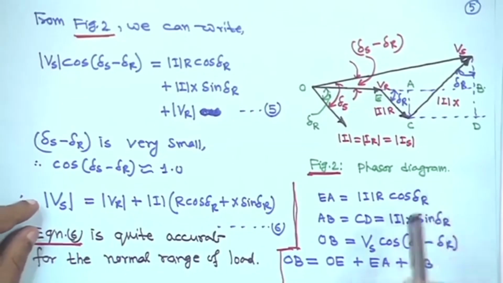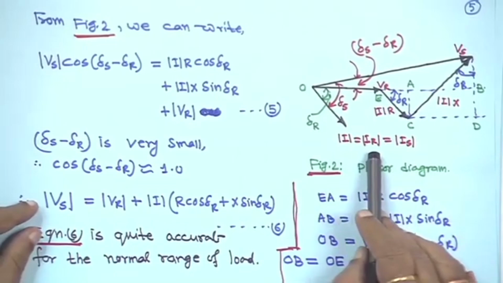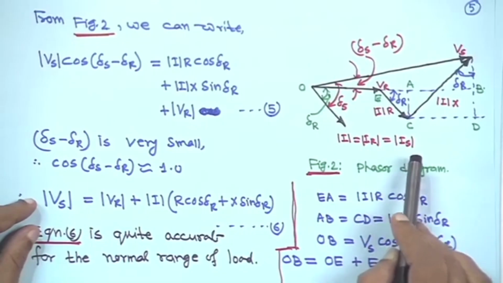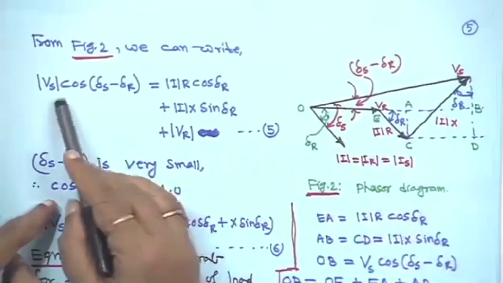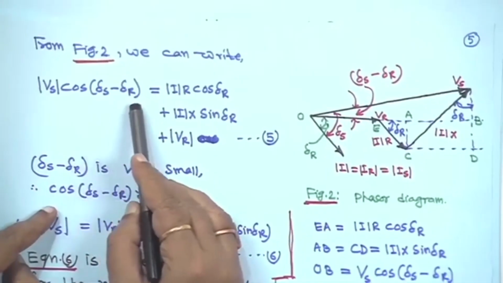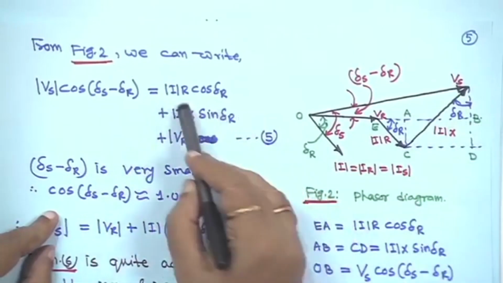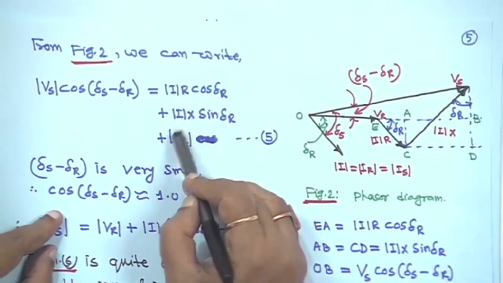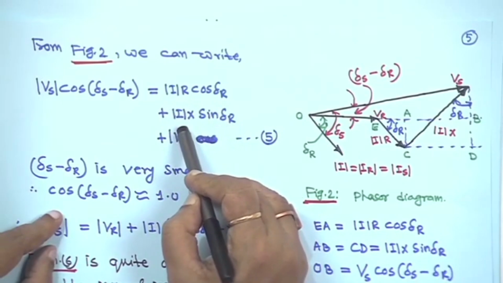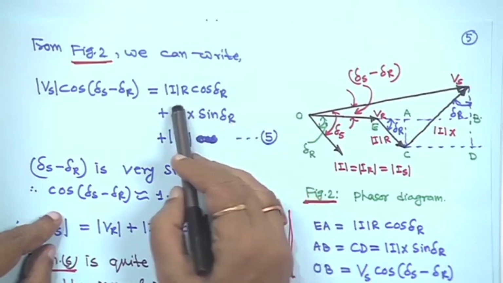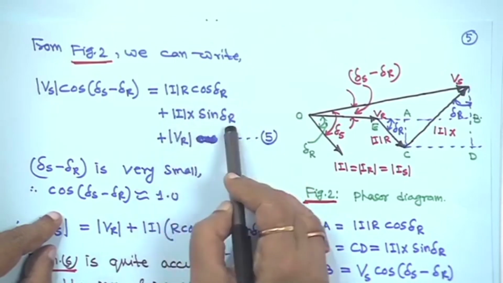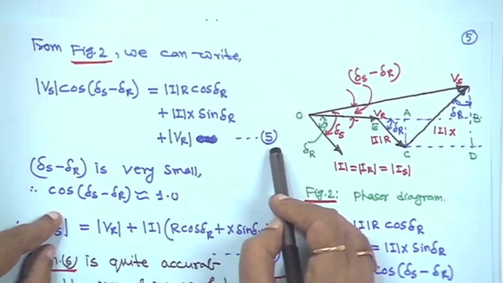So, this is the phasor diagram, and the magnitude of I is equal to the receiving end current magnitude and the sending end current magnitude. From this we can write that Vs cosine of delta S minus delta R, the projection on this, is equal to IR cos delta R plus IX sin delta R plus Vr. Every time I am not saying magnitude, I will just call it IR, understandable. This is equation 5.